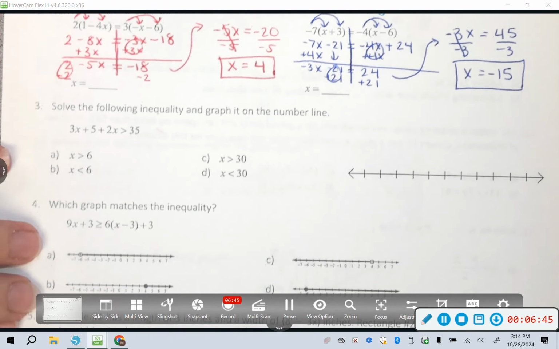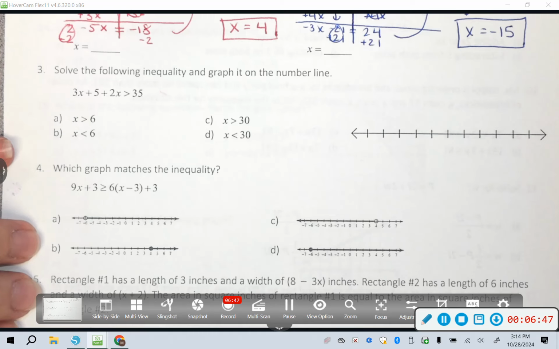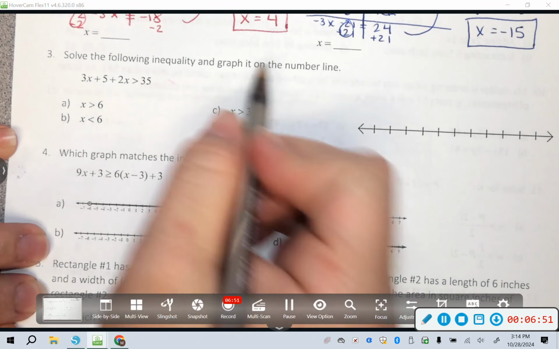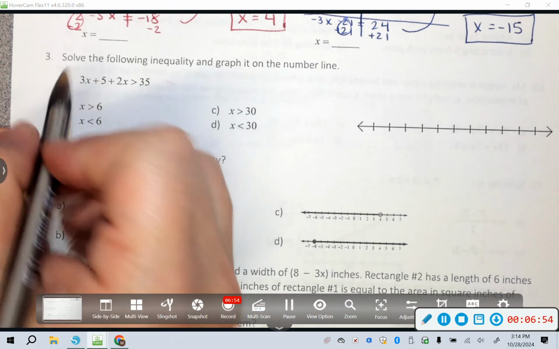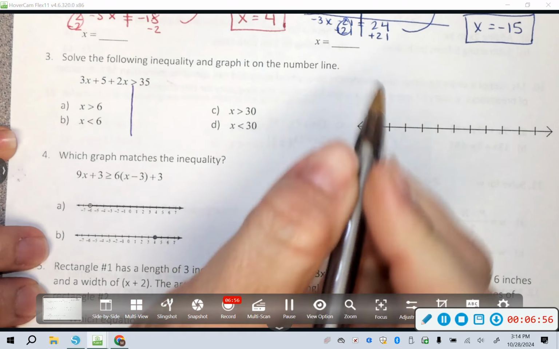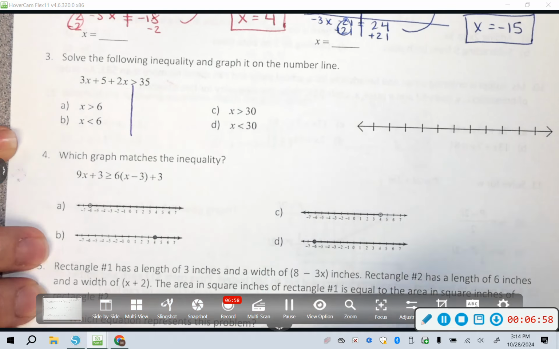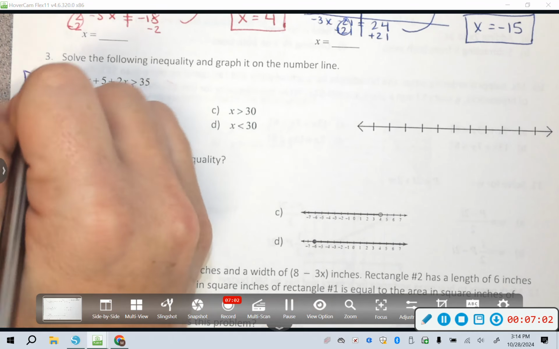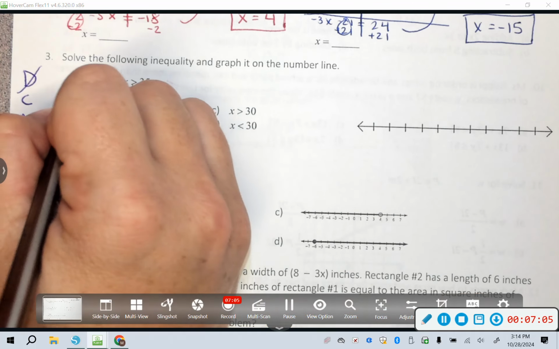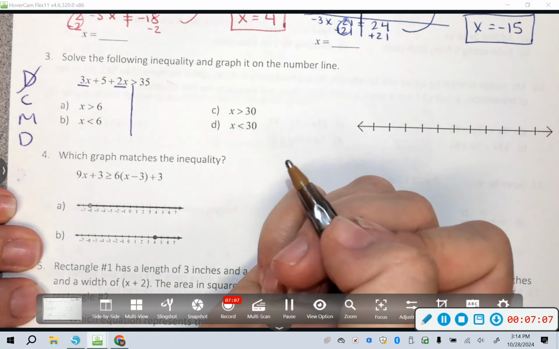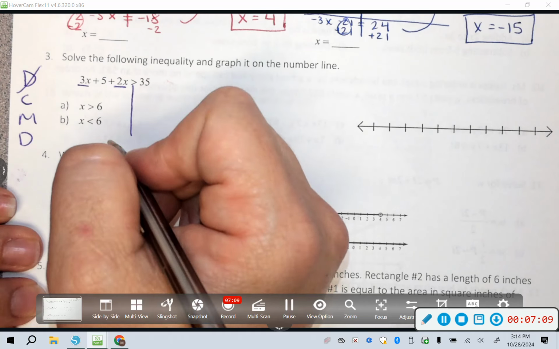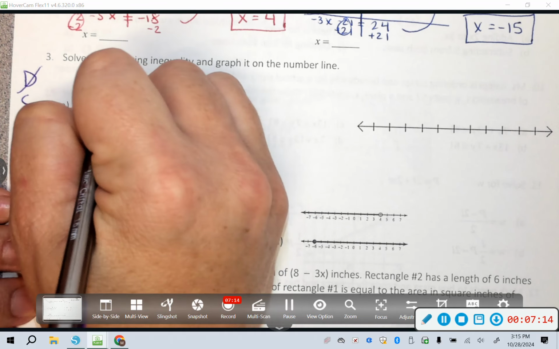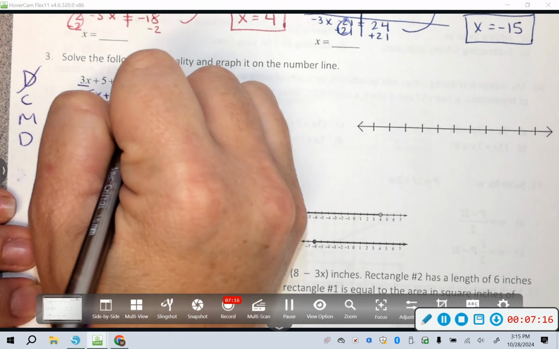Okay, let's look at number 3. Okay, this one's just like number 1. It says solve the following inequality and graph it on the number line. So I have to solve first. Okay, so I don't have anything to distribute. So next we combine. Remember, don't cry, my dear. So I don't have to distribute. I do need to combine. I have a 3x and a 2x on the same side. So when they're on the same side, I don't change their sign. So 3x plus 2x is 5x. Bring down my plus 5 is greater than 35.